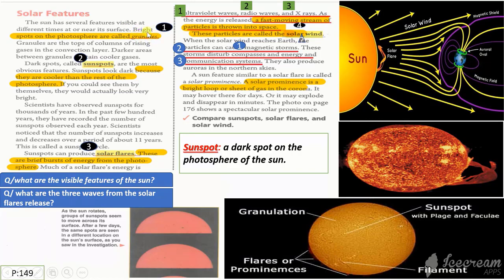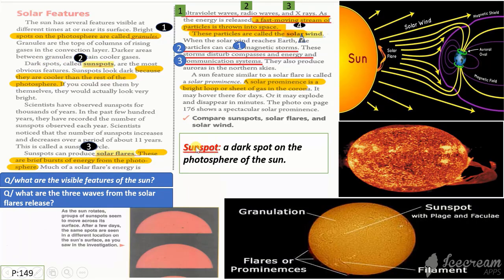Number 1. Granules. What are the granules? Bright spots on the photosphere are called granules. Granules are the tops of columns of rising gases in the convection layer. Darker areas between granules contain cooler gases, dark spots called sunspots.